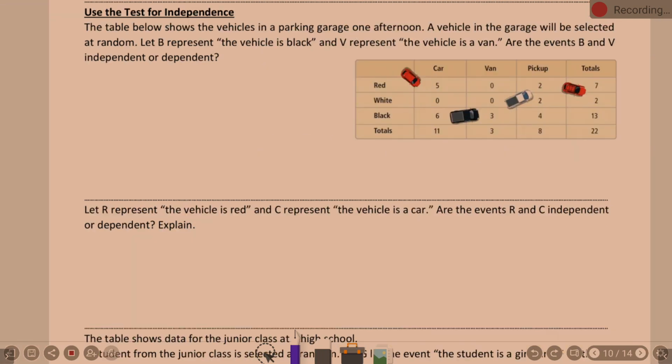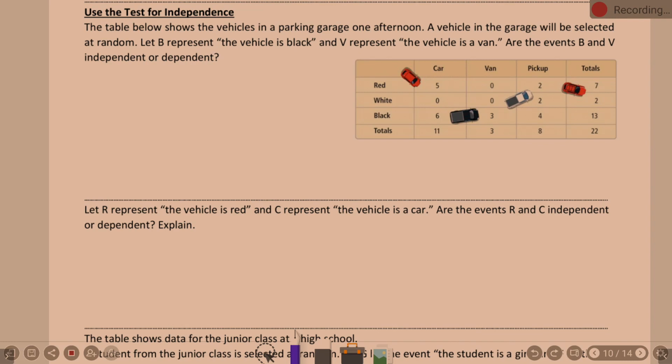And it asks us to use the test for independence. The table below shows the vehicles in a parking garage one afternoon. A vehicle in the garage will be selected at random. Let B represent the vehicle as black, and V represent the vehicle as a van. Are the events B and V independent or dependent? Okay. So what are we testing here? We want to know if they're independent or dependent.